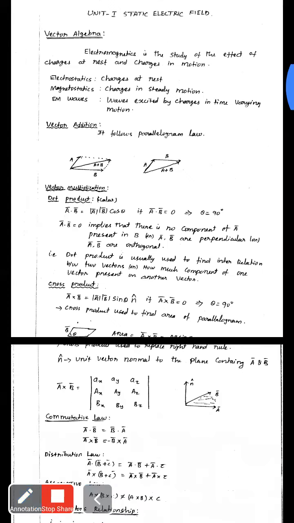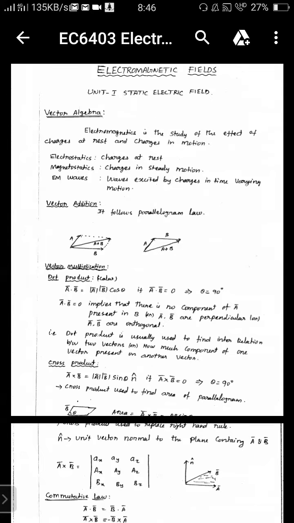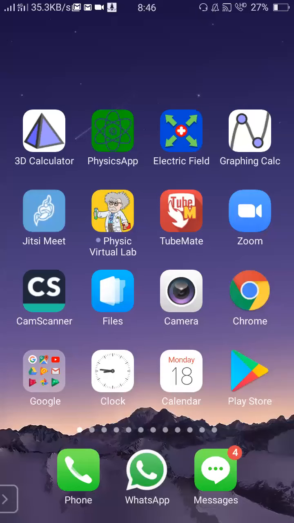Any other doubts regarding vectors, dot product, cross product, and the coordinate system? Anyway, after this session, after the break, I will enter into the actual subject, electrostatics basics. Yes, any other doubt?